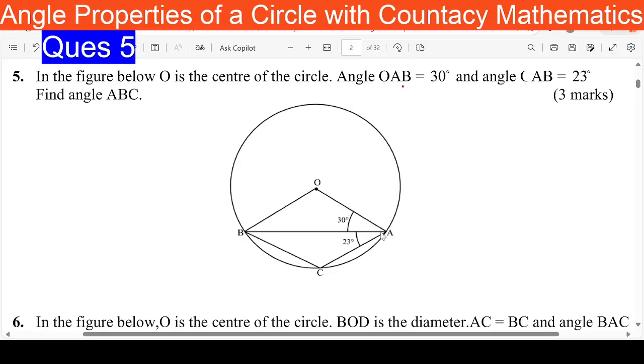So we have this angle right here. It is 30 degrees. And then we have BAC, it is equal to 23 degrees. And then we are supposed to find angle ABC. Where is angle ABC? It's right here. This angle is what you are looking for. Let's get to this question.